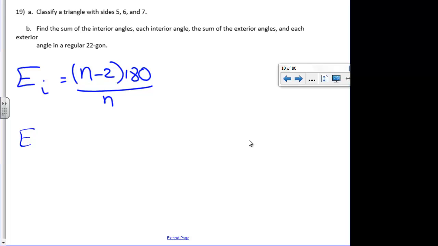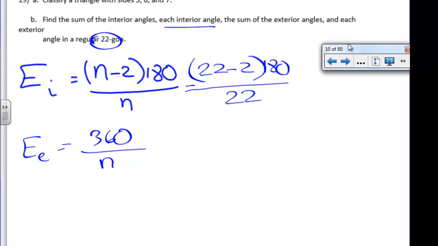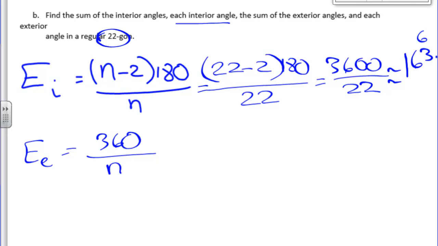What about each exterior angle? You can find each exterior angle by saying 360 divided by n. All right, so let's find each interior angle, and it's a 22-gon. So I'll say 22 minus 2 times 180 divided by 22. 22 minus 2 gives me 20, and 20 times 180 gives me 3,600. So 3,600 divided by 22 will give me a decimal number, approximately 163.6 degrees. That's the measurement of each interior angle.